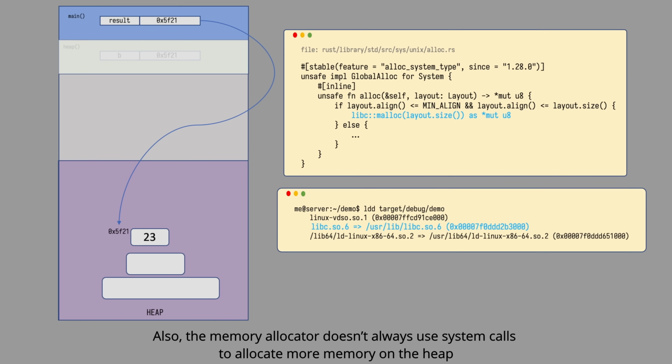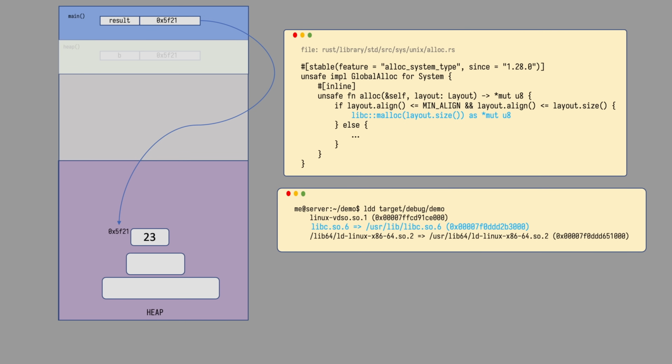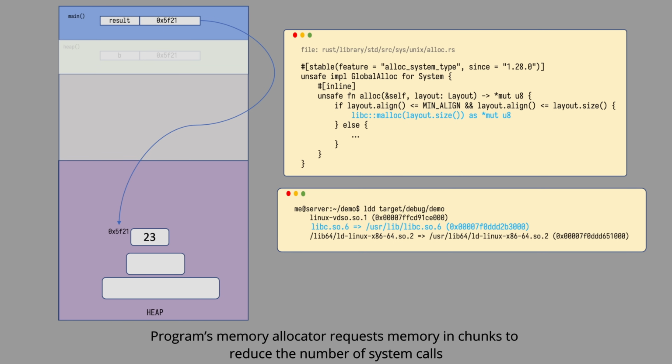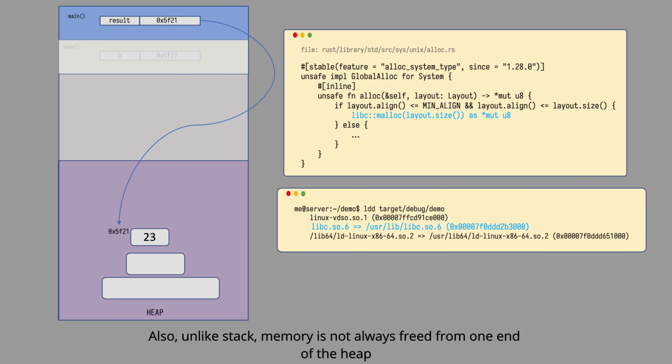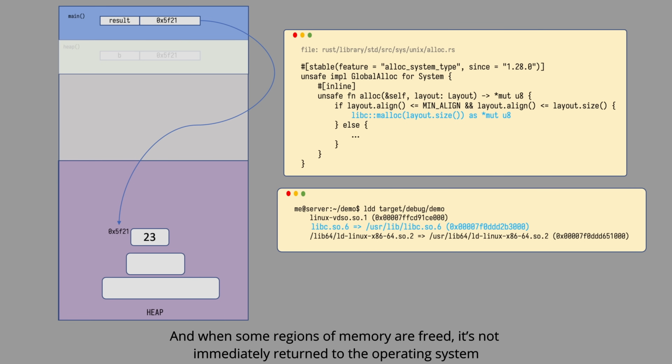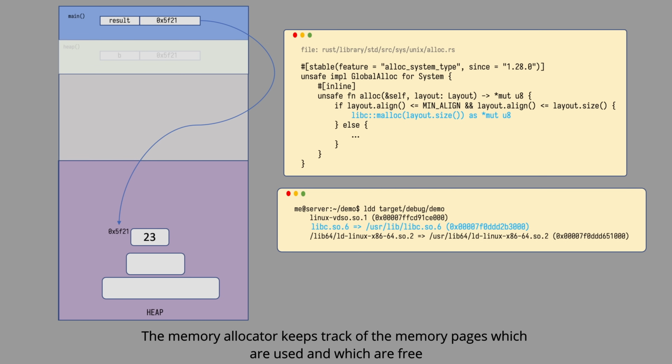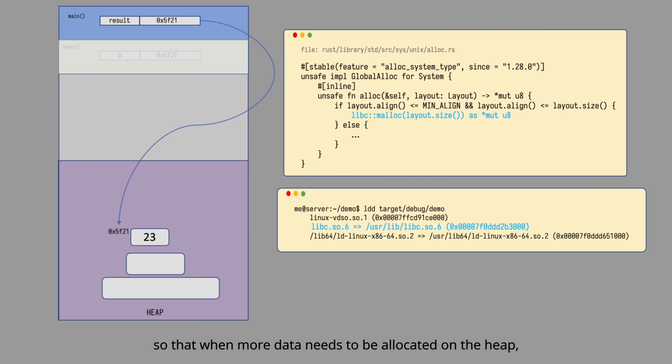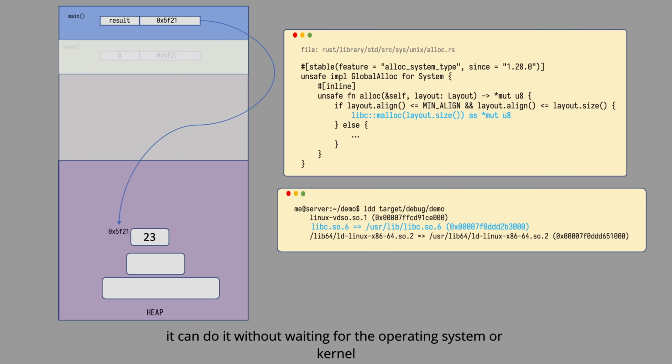Also, the memory allocator doesn't always use system calls to allocate more memory on the heap every time your program allocates something on the heap using Box or something similar. The program's memory allocator requests memory in chunks to reduce the number of system calls. Also, unlike the stack, memory is not always freed from one end of the heap. And when some regions of memory are freed, it's not immediately returned to the operating system. The memory allocator keeps track of the memory pages that are used and which are free so that when more data needs to be allocated on the heap, it can do it without waiting for the operating system or kernel.